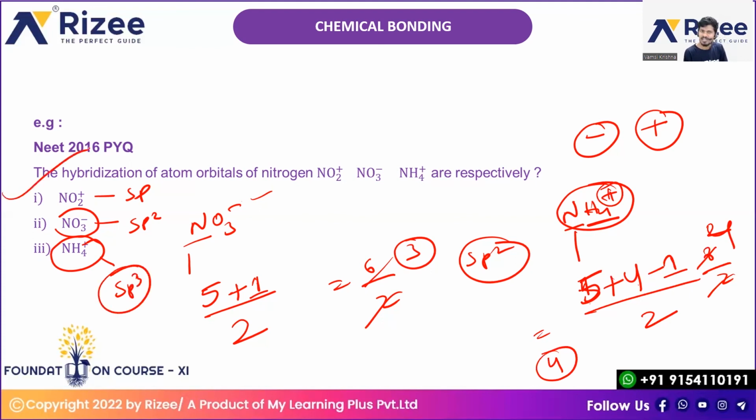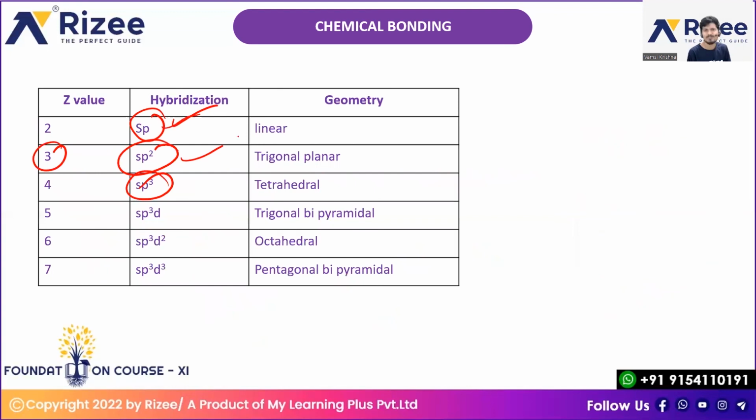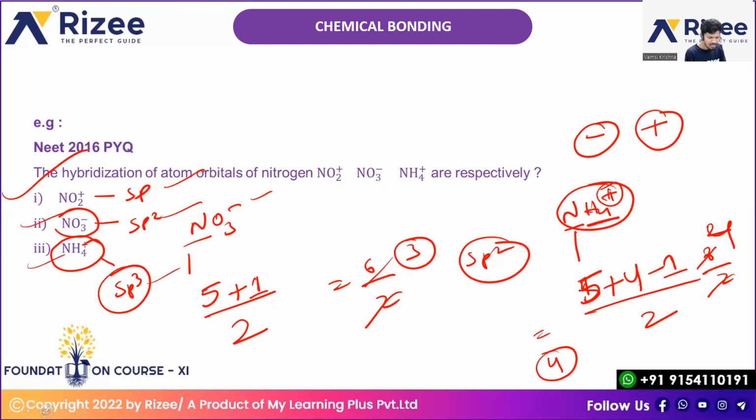So the first one has sp hybridization, the second one has sp2, and the third one has sp3 hybridization. We can also write the geometry: linear for sp, trigonal planar for sp2, and tetrahedral for sp3. In this simple way we can find the hybridization.